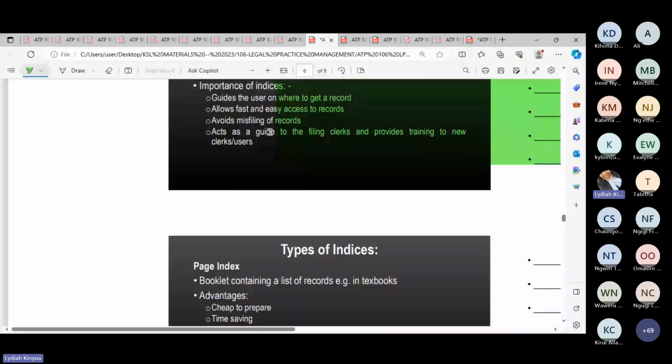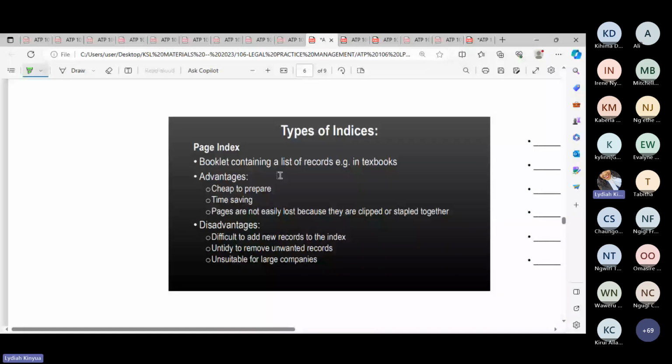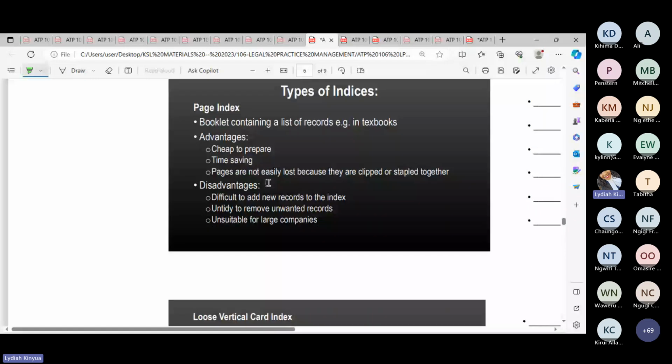Of importance would be the types of indices. They include, number 1, a page index. A page index is a booklet that contains a list of records. So it could be a whole book. It tells you, if you're looking for remedies of Alesso, those cases are in volumes 3 and 4. So you go looking for volumes 3 and 4. So a page index is a booklet containing a list of what you're looking for.